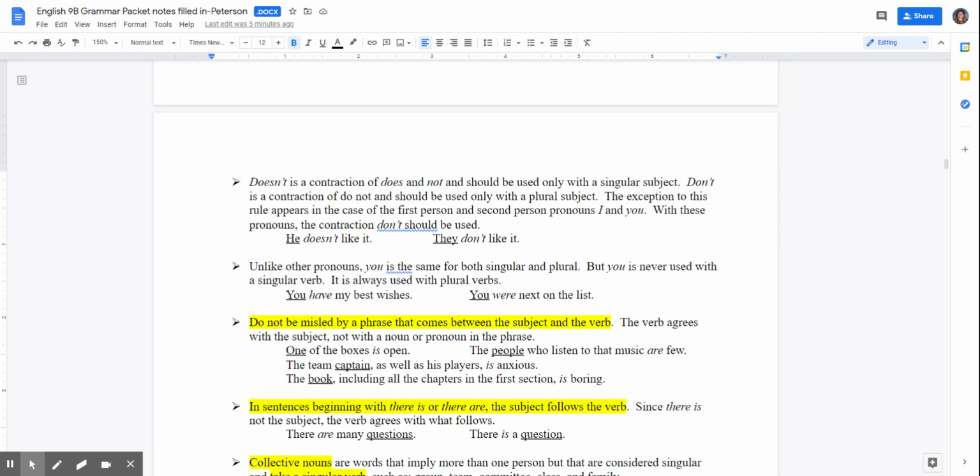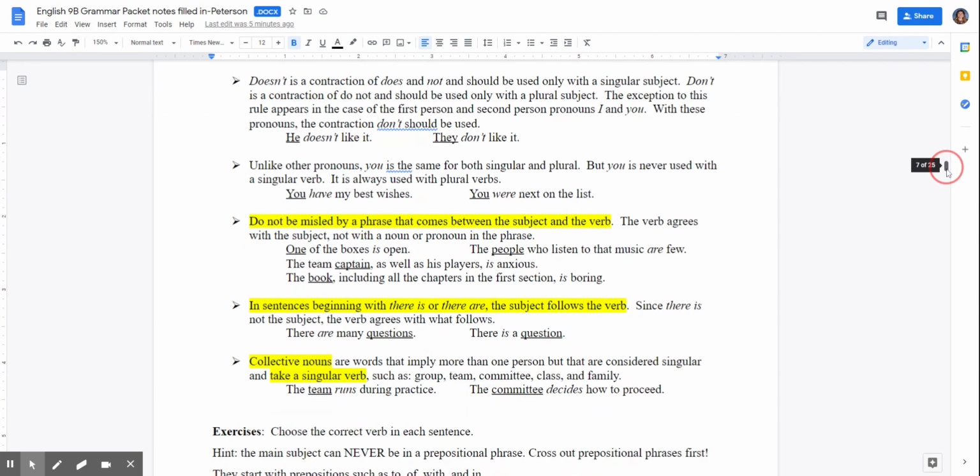In sentences beginning with there is or there are, the subject follows the verb. Since there is not the subject, the verb must agree with what follows. There are many questions. Questions is plural, are is plural. There is a question. Question is singular, is singular.